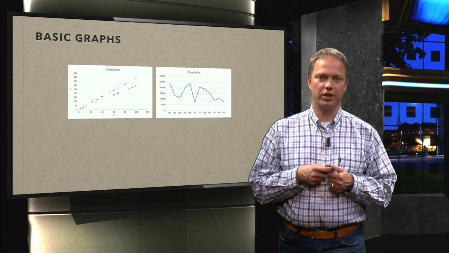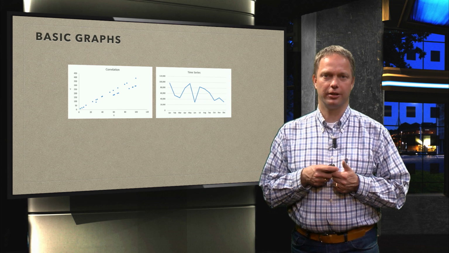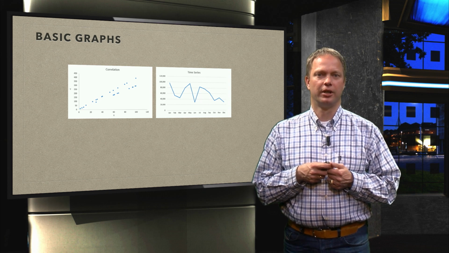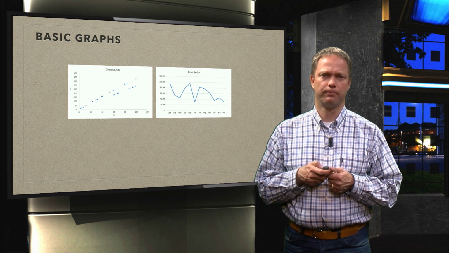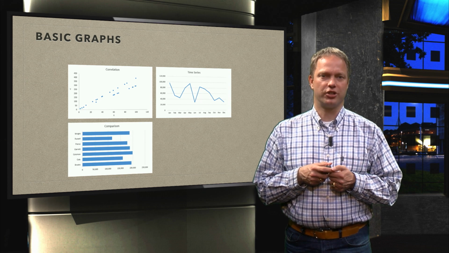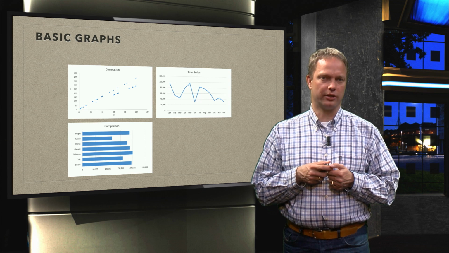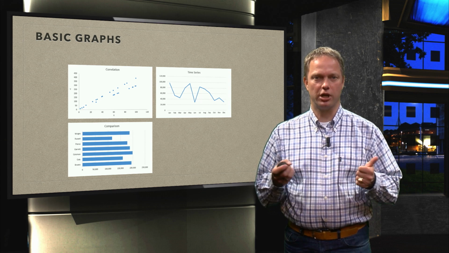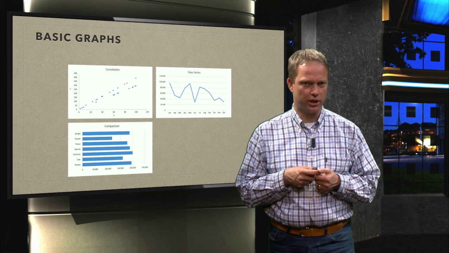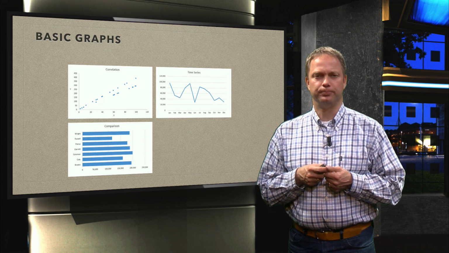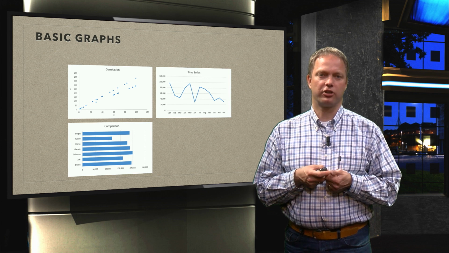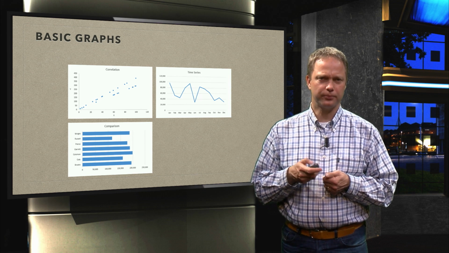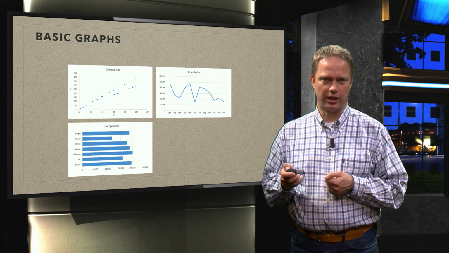The other one is the good old plain line chart. Very useful if you want to show a trend or a time series. And the third one is the bar or the column chart. If it's horizontal, we call it a bar chart. If it's vertical, we call it a column chart. And they are very useful if you want to compare different categories with each other. So these are the basic graph types.